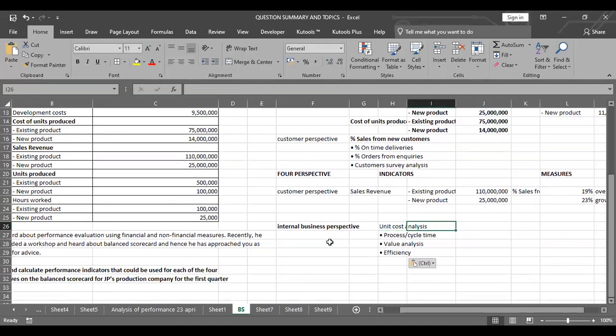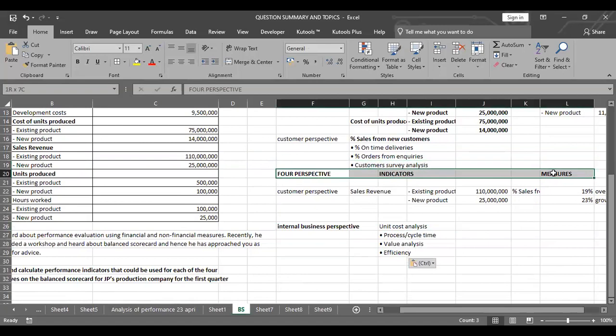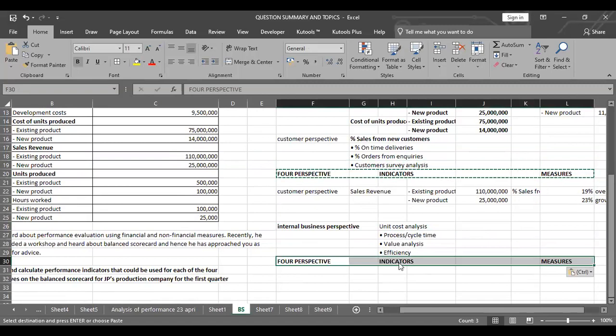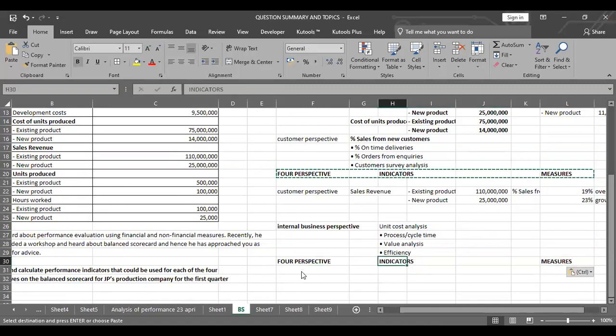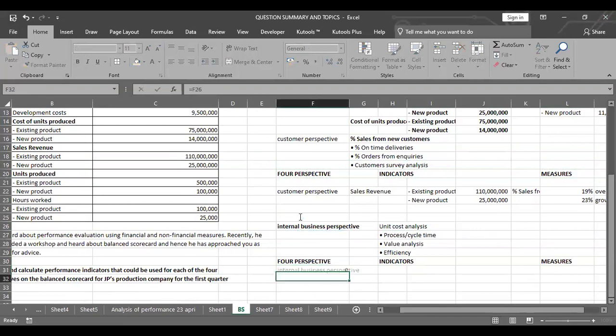So again, what our issues would be are these 4 headers or 3 headers we've created. What are the indicators and all those cases? So let's check that. The intention is to check this internal business perspective that you may need to check. Do you have unit cost analysis? Is it possible to do unit cost analysis? Not really, because the cost given here is not per unit, although there's cost of units produced, we can do an analysis. That is some option. I think we can focus on that also.